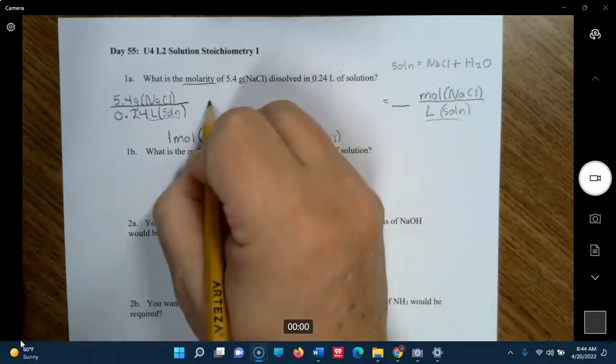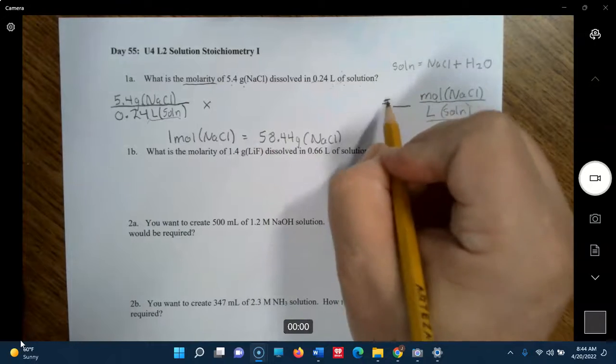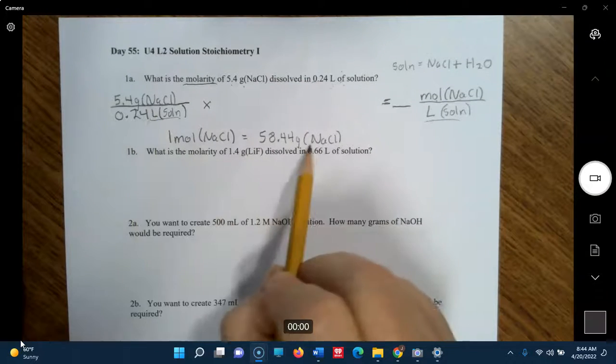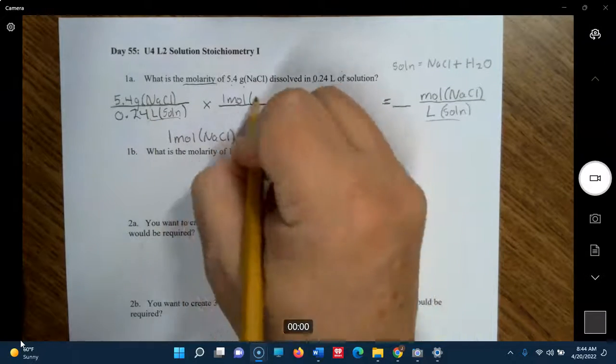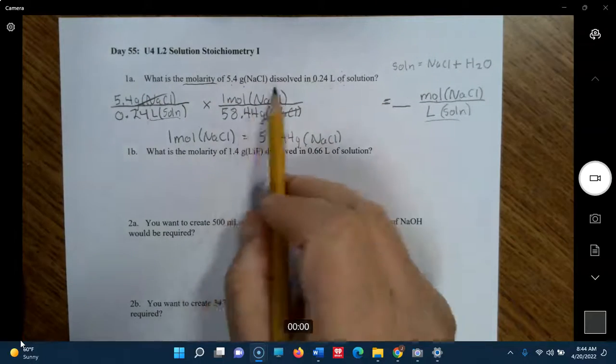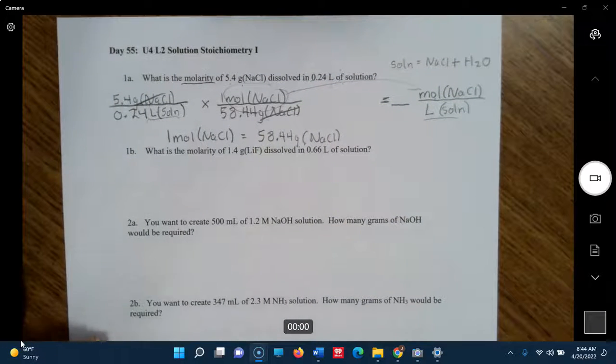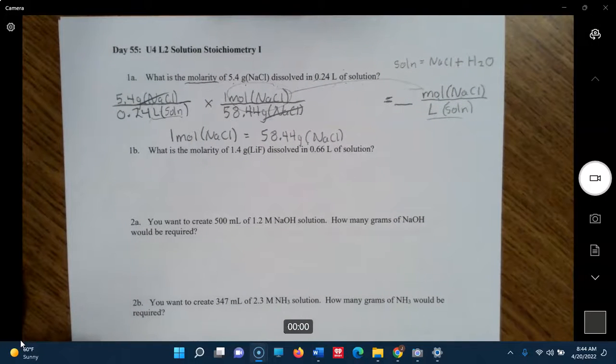There it is. So you only need one box. You don't have to draw the boxes. But we need grams to cancel out, so we're going to put this one on the bottom. Grams of NaCl, grams of NaCl. So now we have moles of NaCl on the top. We already had liters of solution on the bottom. So we're done with the setup. We now just need to do the math.